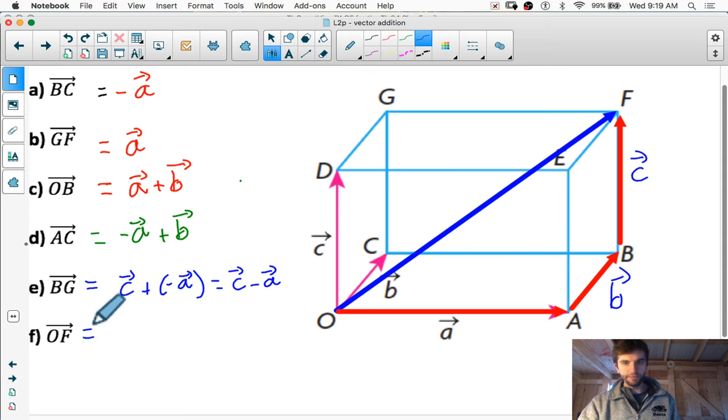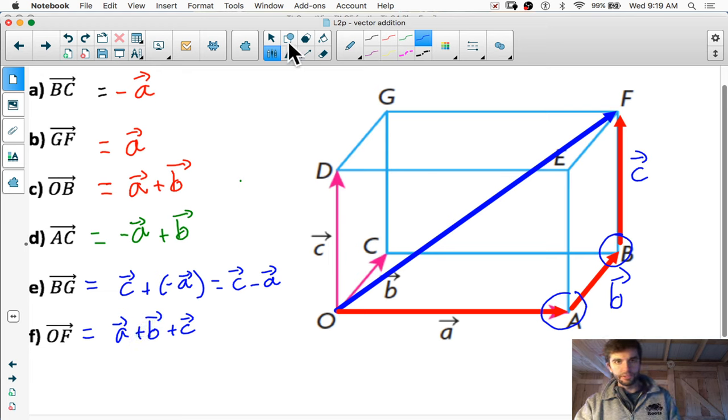So vector OF is just equal to the sum of those three vectors, right? They're all placed tip to tail, tip to tail, tip to tail. So the sum of those three vectors goes from the tail of where we started to the tip of where we finished. So this is equal to vector A plus vector B plus vector C.